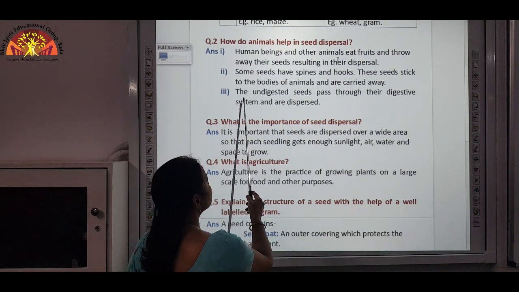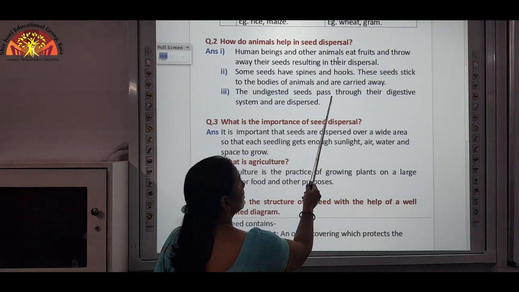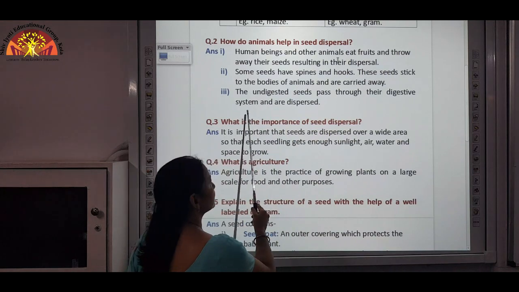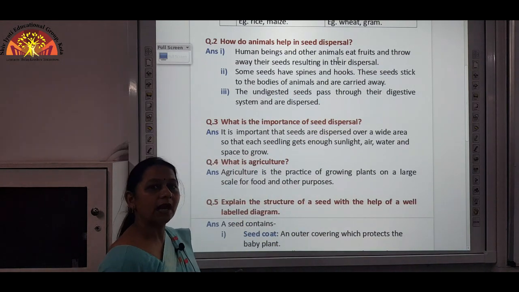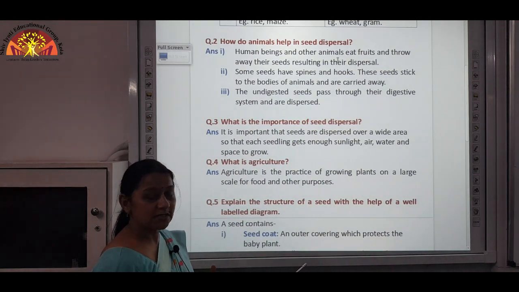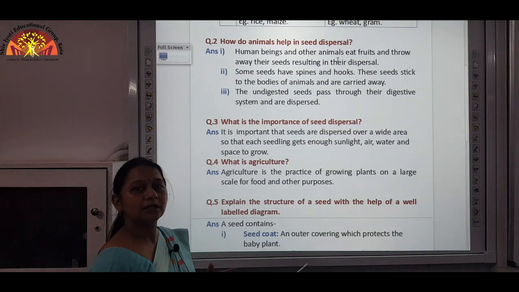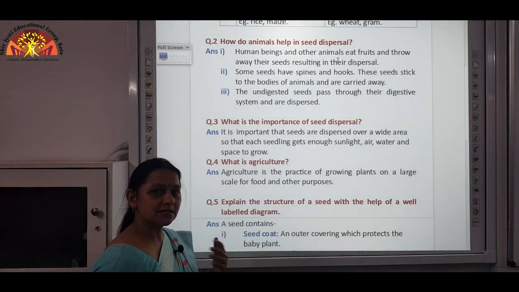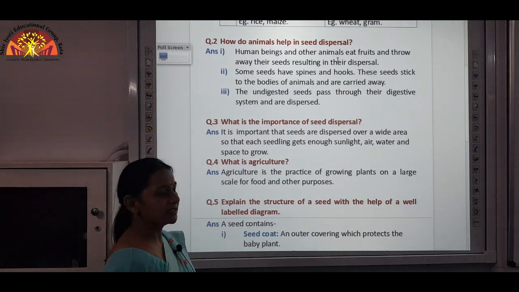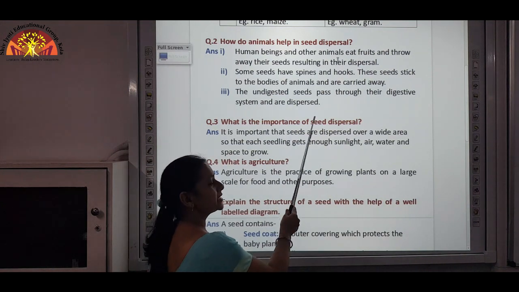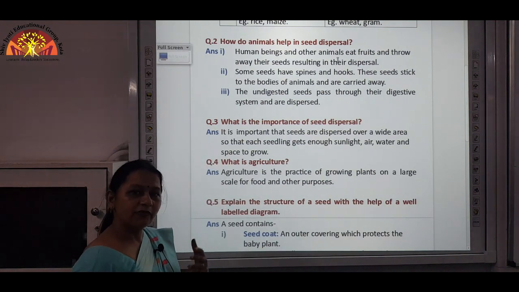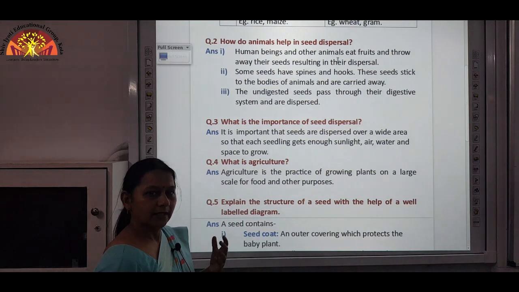The third one is that undigested seeds pass through their digestive system. Sometimes these seeds are eaten up by the animals, but they are not digested in the body. So, they are passed out with their waste undigested, and they are dispersed wherever the waste is thrown or existed.